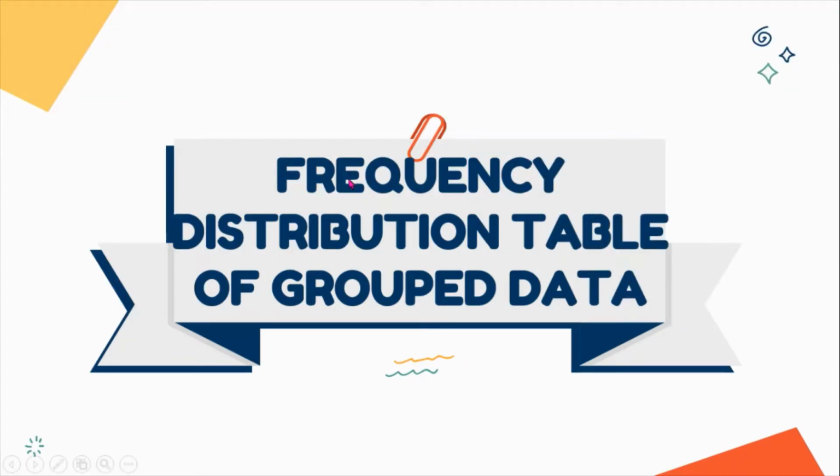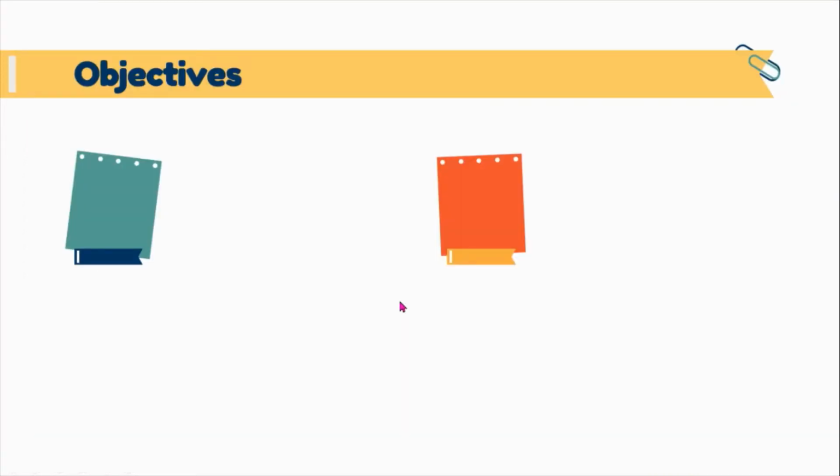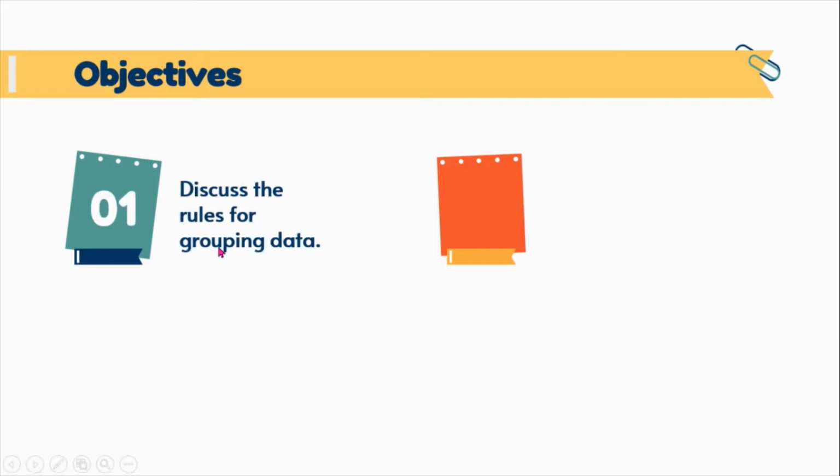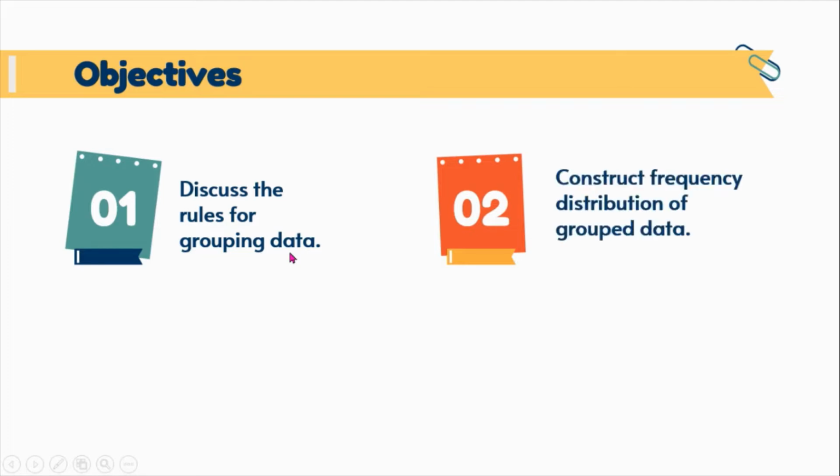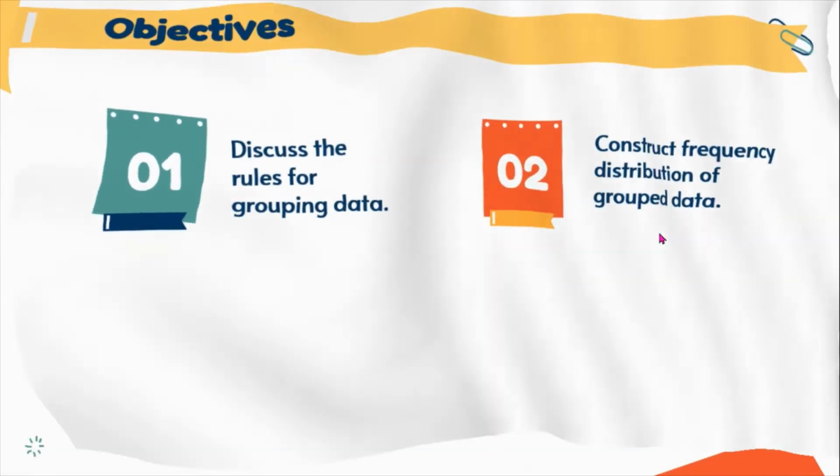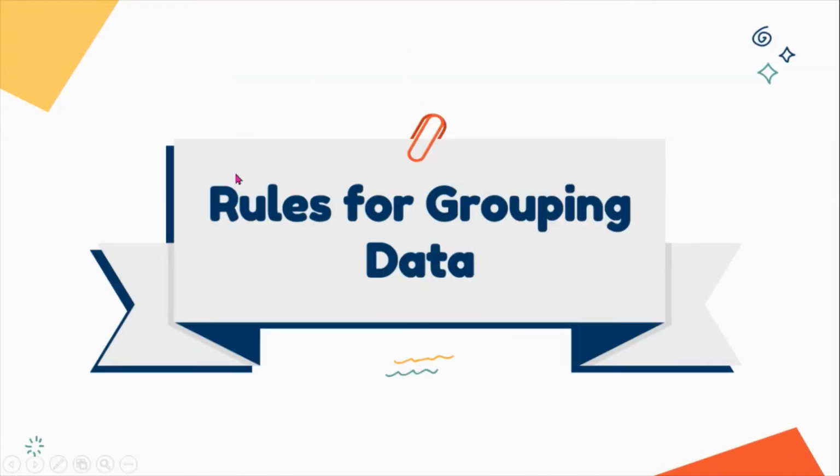In this video, we are going to talk about the frequency distribution table of grouped data. For our objectives, we have number 1, discuss the rules for grouping data. Number 2, construct a frequency distribution of grouped data. So now let's discuss the rules for grouping data.